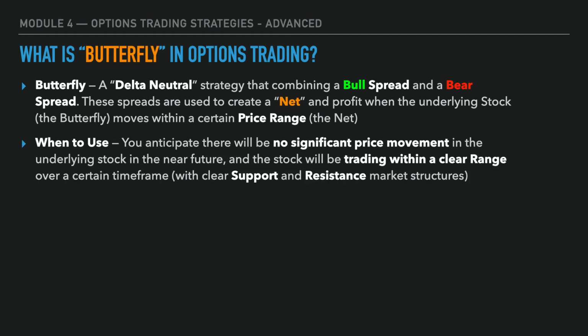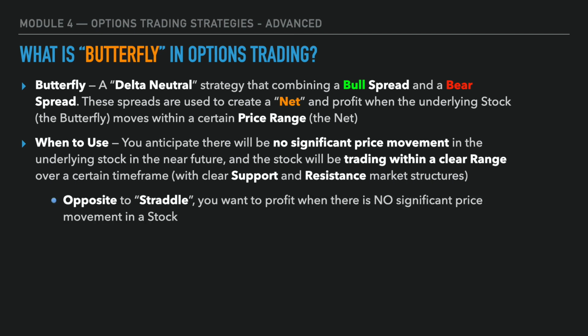So, when is the best time to use a butterfly? The best time to use a butterfly trade is when you anticipate the underlying stock will not make any significant price movement in the near future, and the stock will be trading within a clear range over a certain period of time with strong support and resistance levels. It's exactly the opposite of the straddle. You are trying to profit when there's no significant price movement in a stock.